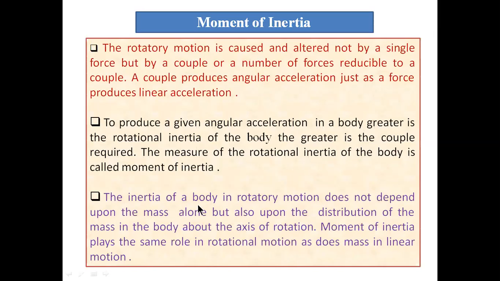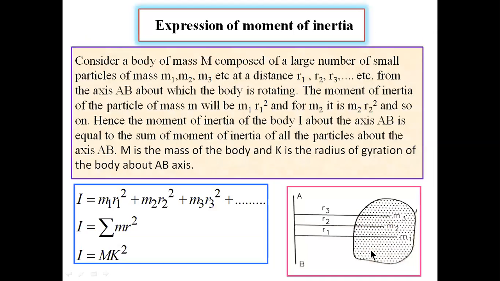The inertia of a body in rotatory motion does not depend upon the mass alone, but also upon the distribution of the mass in the body about the axis of rotation. Moment of inertia plays the same role in rotational motion as does mass in linear motion. Now the expression of moment of inertia.